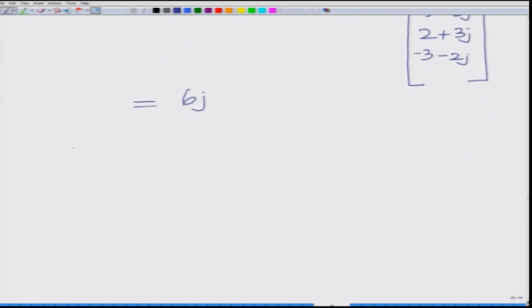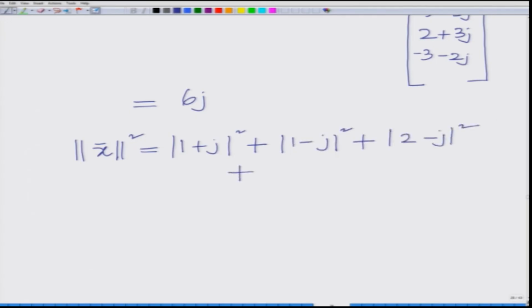Okay. And the other quantity is norm x bar square, which equals magnitude 1 plus j whole square plus magnitude 1 minus j whole square plus magnitude 2 minus j whole square plus magnitude 1 plus 2j whole square, which is equal to 2 plus 2 plus 5 plus 5, which is equal to 14.